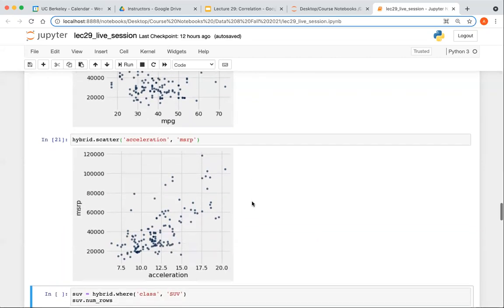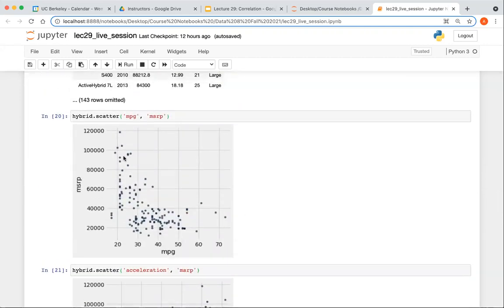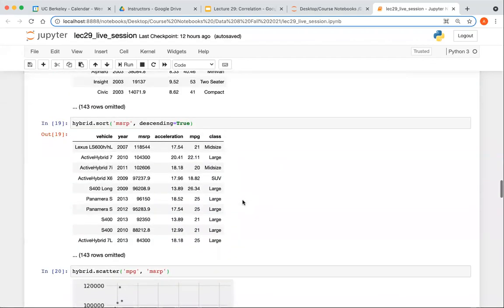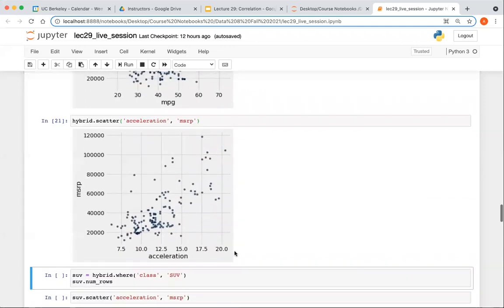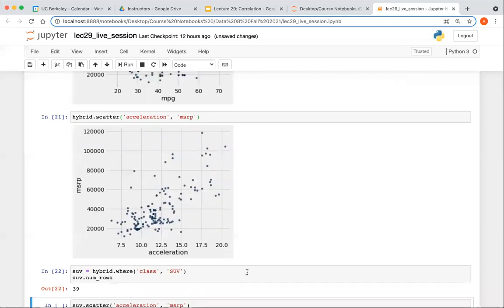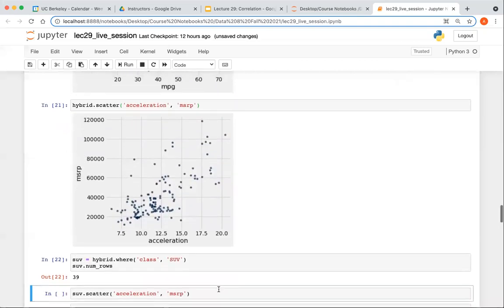Okay. What I'd like to do now is go a little bit further into the data and notice that the vehicles were of different classes. So maybe people who are buying sedans are different from the people who are buying SUVs or large cars or anything like that. So what we're going to do is restrict to the SUVs. There are 39 of these. And I'm going to look at the same picture, acceleration versus price, only for the SUVs.